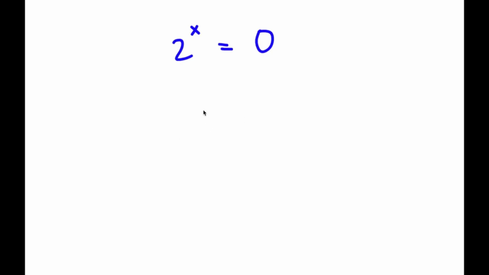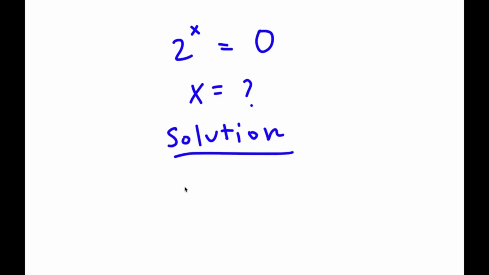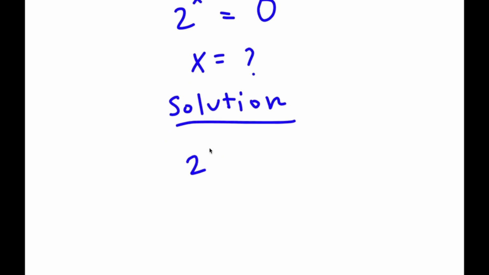Alright, so in this problem, I have 2 to the power of x is equal to 0. So, I want to find the value of x in this problem. So for my solution here, first start with 2 to the power of x is equal to 0.